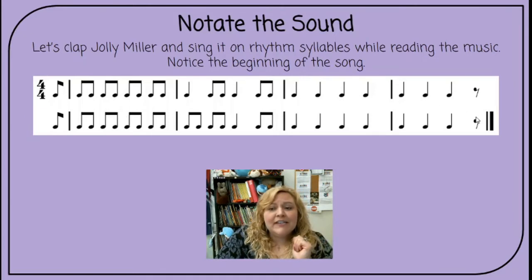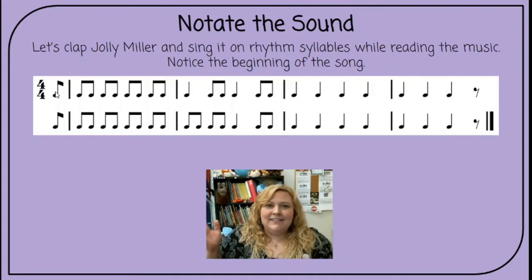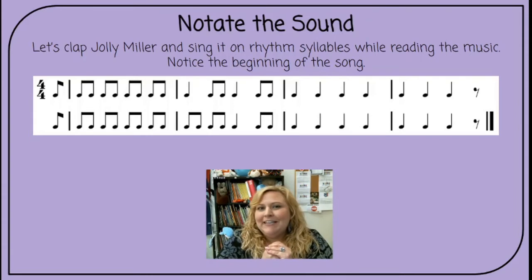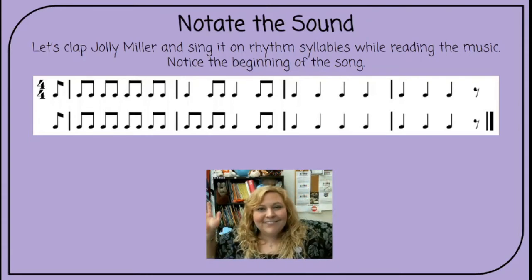Oh, look, do you notice how the end of the song ends with an eighth rest? That's ta, but D is not there. Can you guess where D is? That's the D at the beginning of the song. So in math land, it all adds up. We still have all the beats we need. They're just separated. Kind of cool.